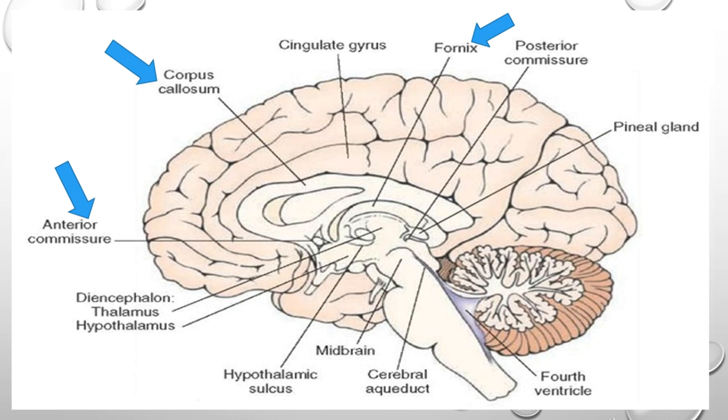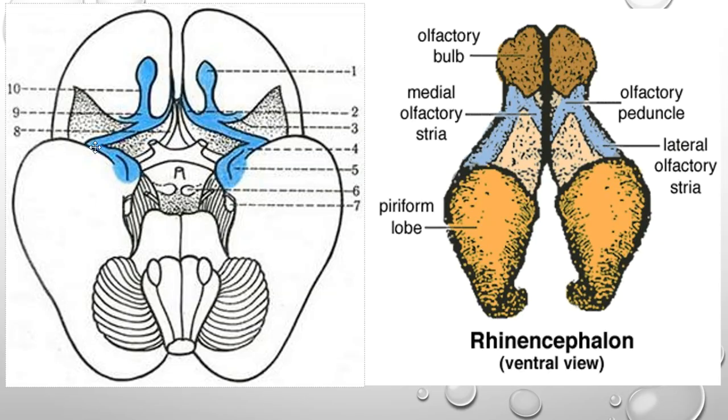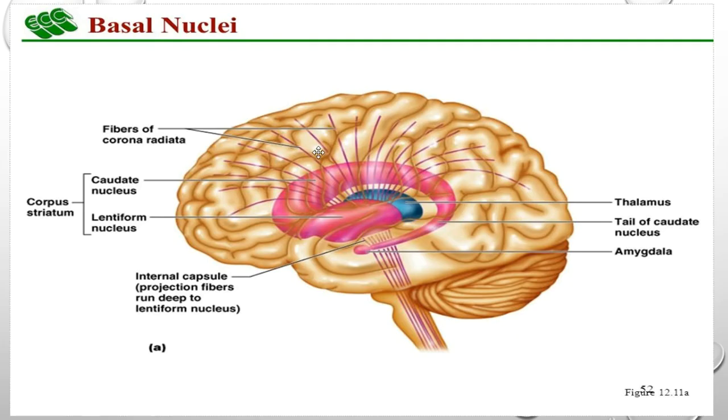The cerebrum has three parts: cerebral cortex, basal nuclei, and rhinencephalon. Here is the cerebral cortex. And on the inferior side we can see the rhinencephalon, ventral view, and here is the basal nucleus.